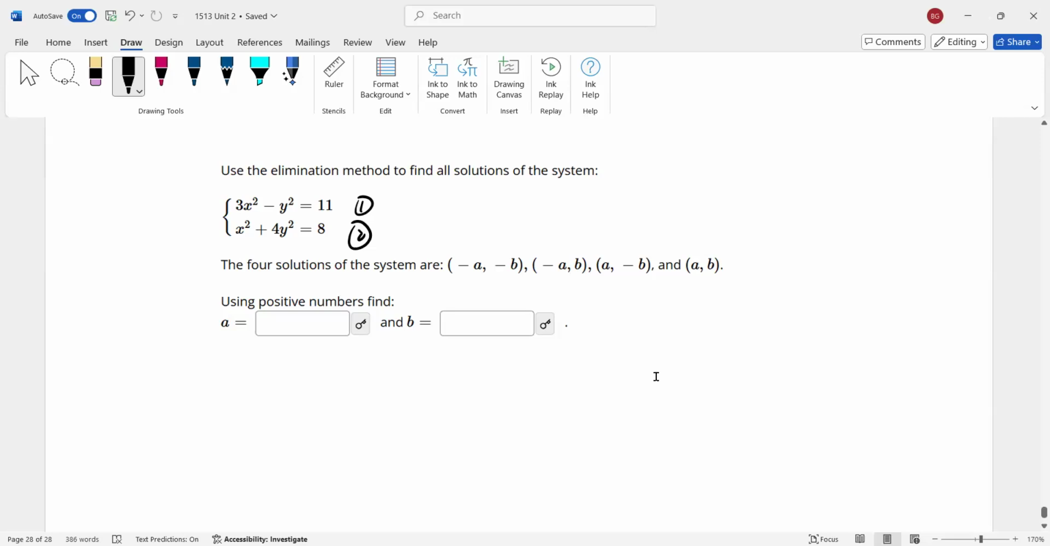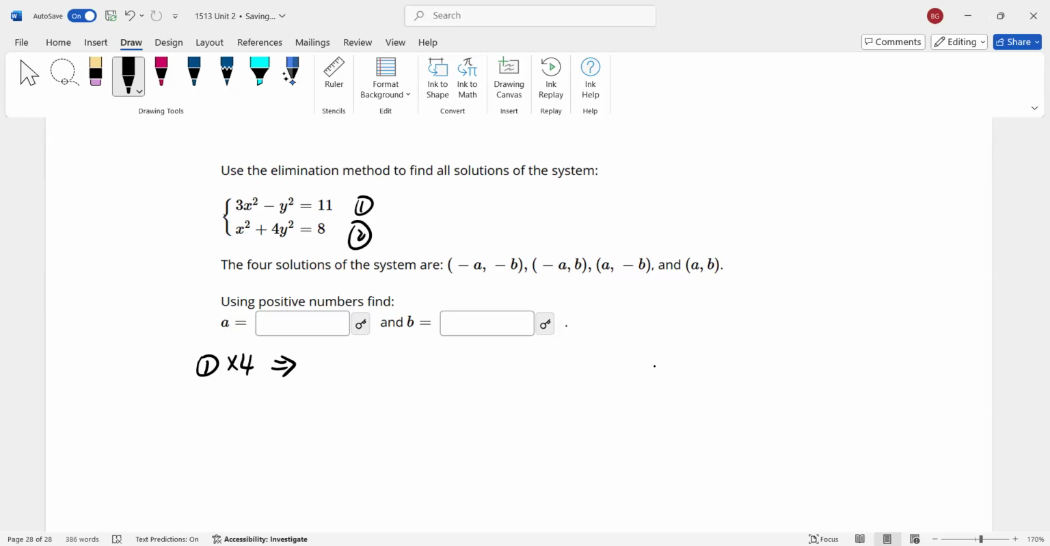Let's see how we solve this using an algebraic method, either substitution or addition. Let me observe the left side of the two equations. We have 3x squared minus y squared equals 11, and we have x squared plus 4y squared equals 8. Okay, so this is what I'm going to do. I'm going to use the addition method. Yeah, I actually like the addition method a lot. I'm going to multiply equation 1 by 4.